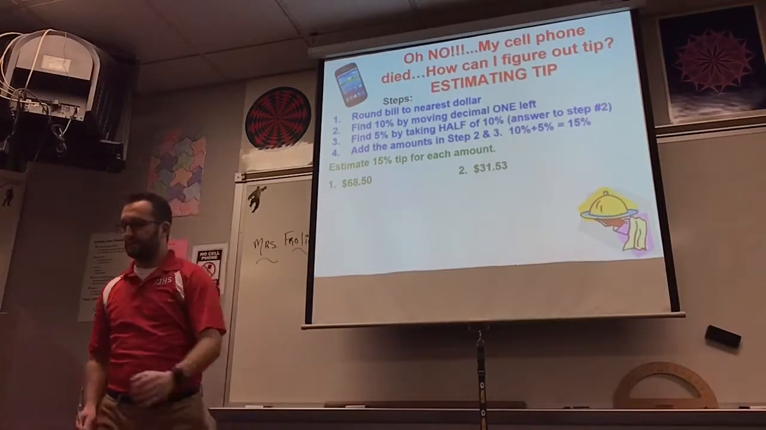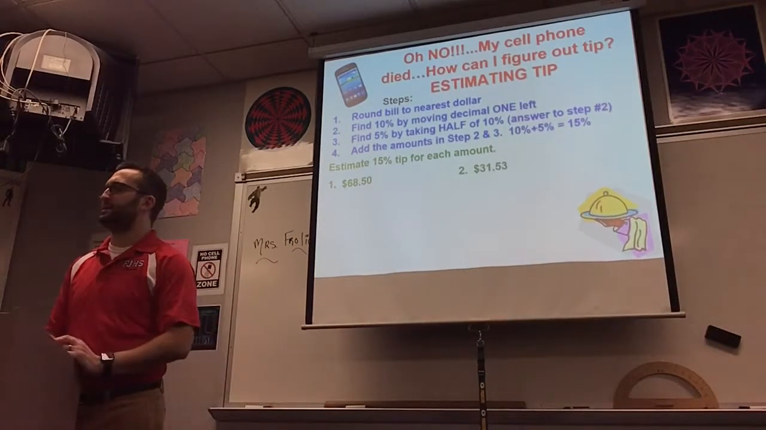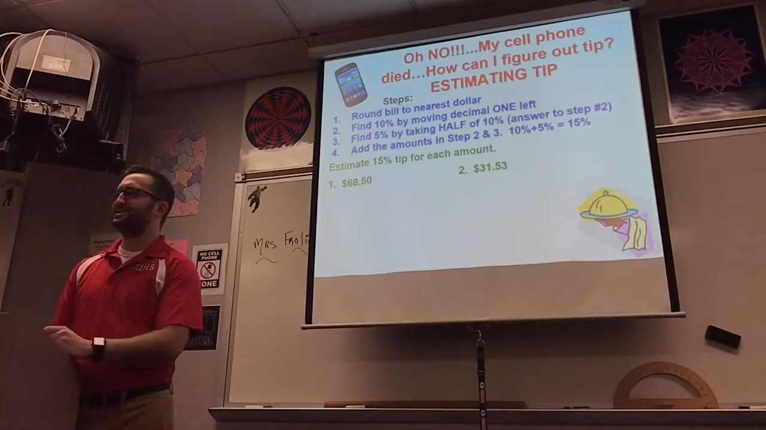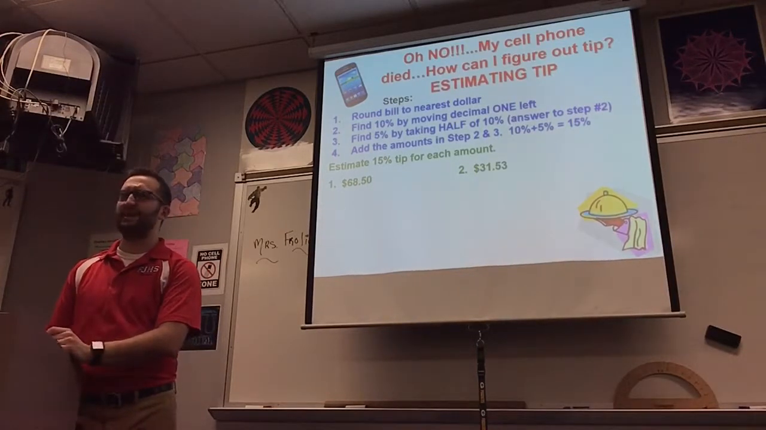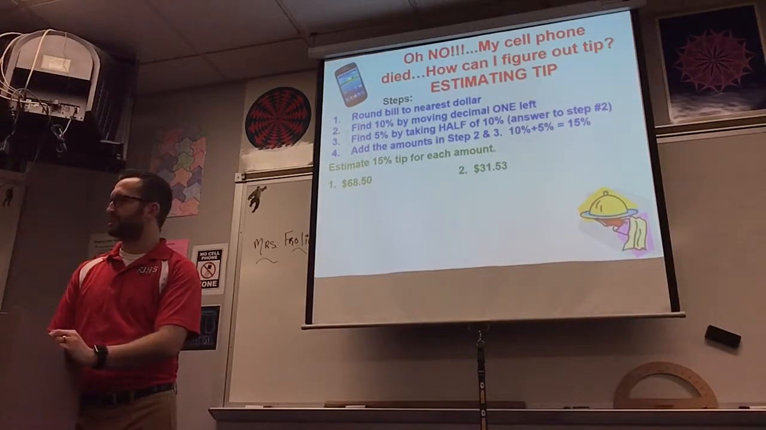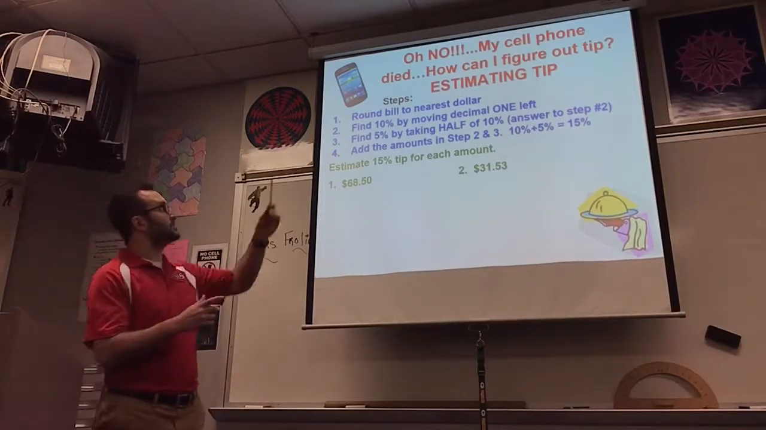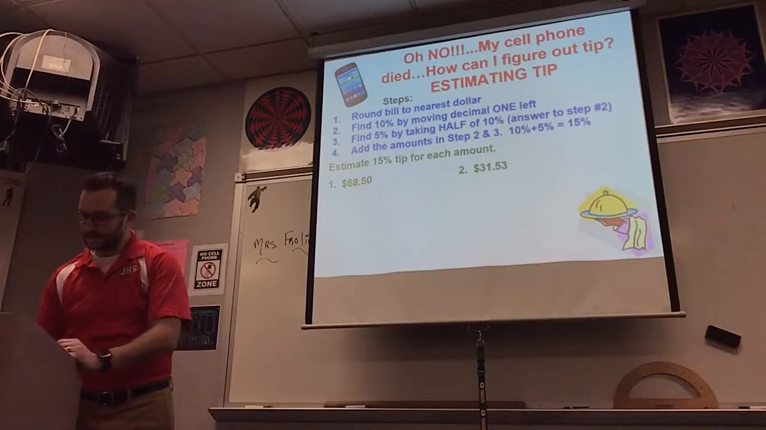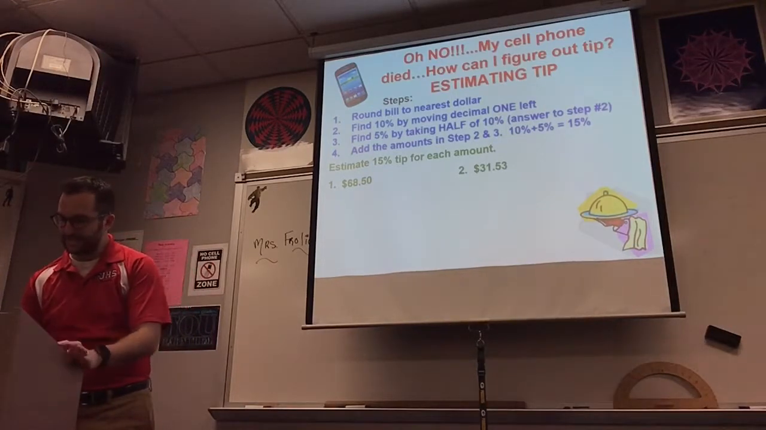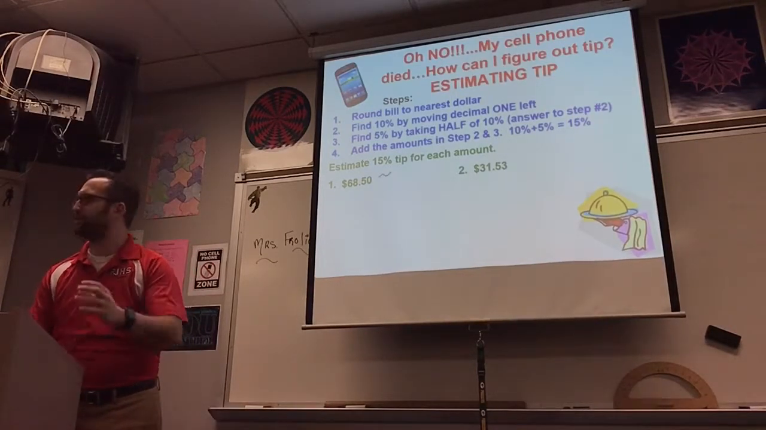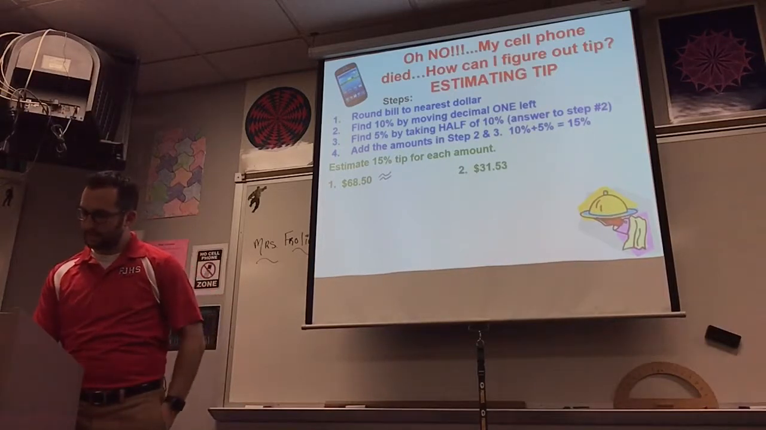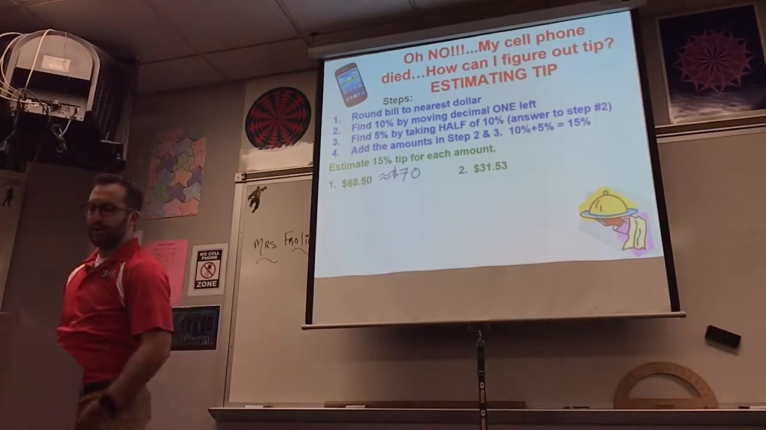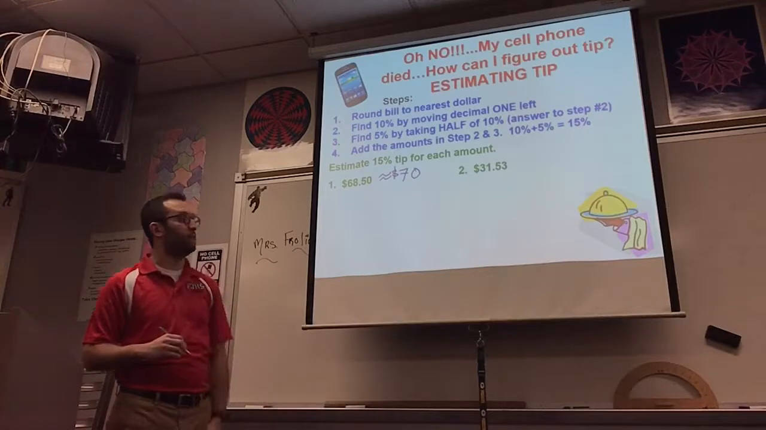What would 68.50 be to the nearest dollar to make it easy? 69. You sure you want to do $69? That's kind of hard to cut in half. Maybe we should use $70. It's a lot easier to cut in half, right? I say to the nearest dollar. What I really mean is to the nearest easy number. So I would round this to, not to $69, because then I'm using half dollars. I don't want to do that. Round to $70.